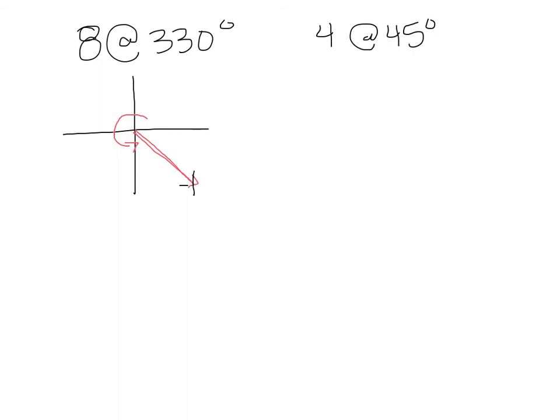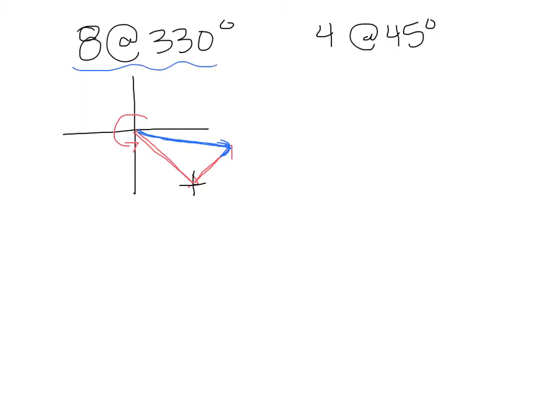Then if we're going to add in 4 at 45 degrees, I'm going to restart my origin. I'm going to do 4 at 45 degrees. It's going to be a little bit less, but going up that way. So we are going to be looking for our resultant vector, which I'm going to do in blue. To do that, again, we're going to need to find the sum of the components.